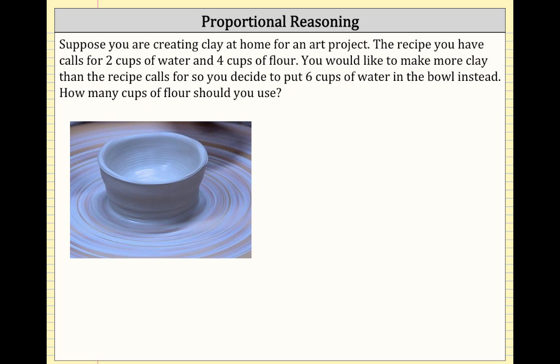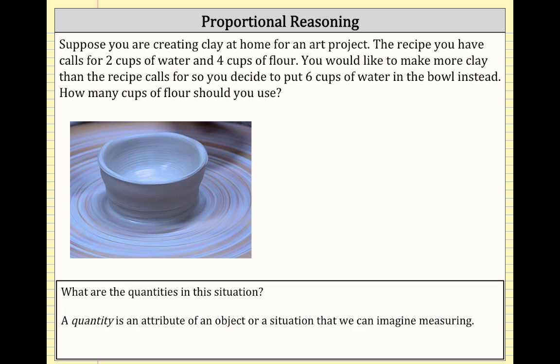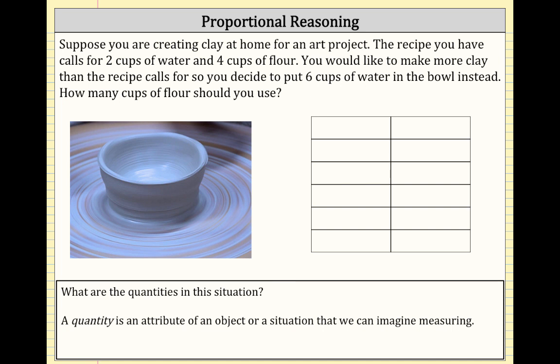So the very first part of this situation we should look at is what the quantities in this situation are. Remember that a quantity is an attribute of an object or a situation that we can imagine measuring. Looking at this situation, we're going to make a table of values. Let's take a look at the quantities. The first thing we can notice is that there are cups of water that we're measuring. And the other part that we can measure in this situation is the cups of flour. So that's how we're going to create the table.